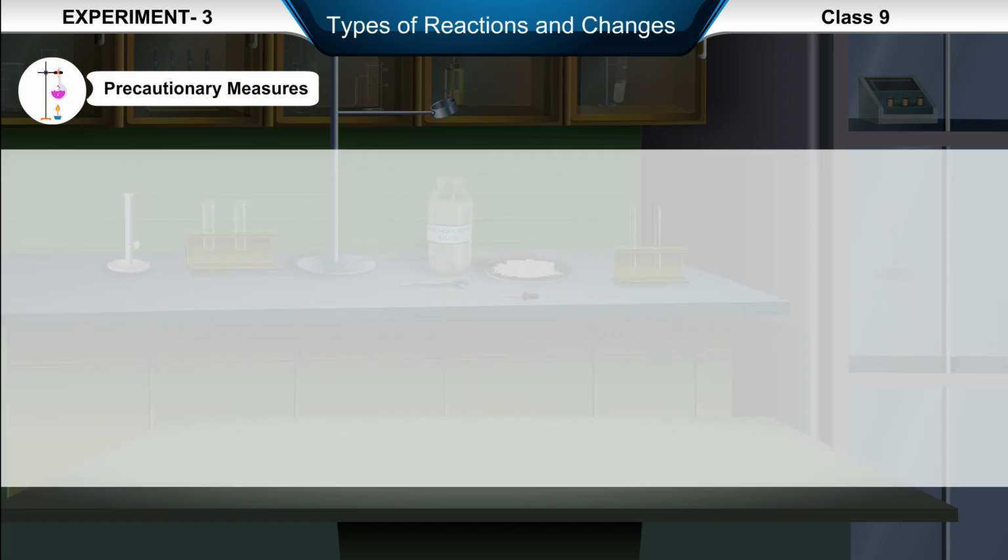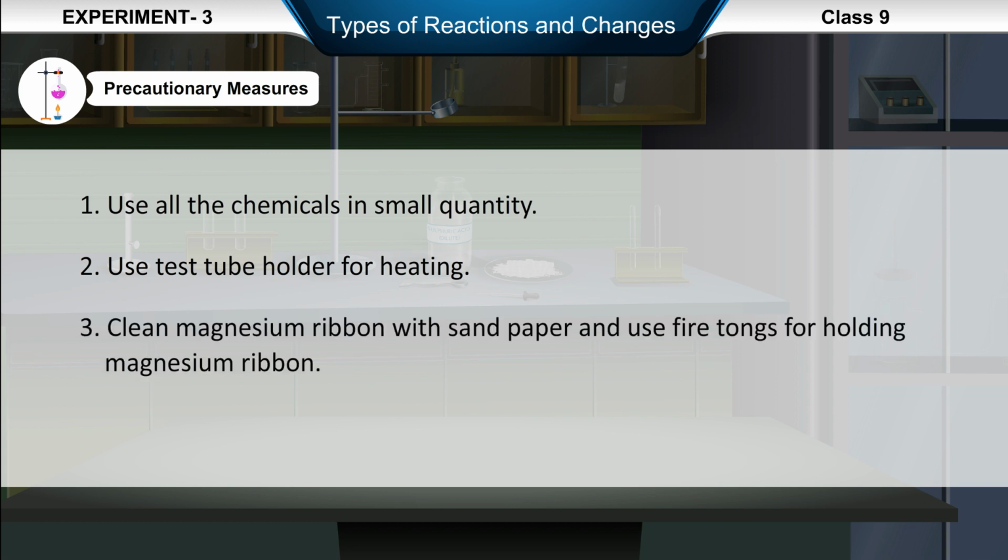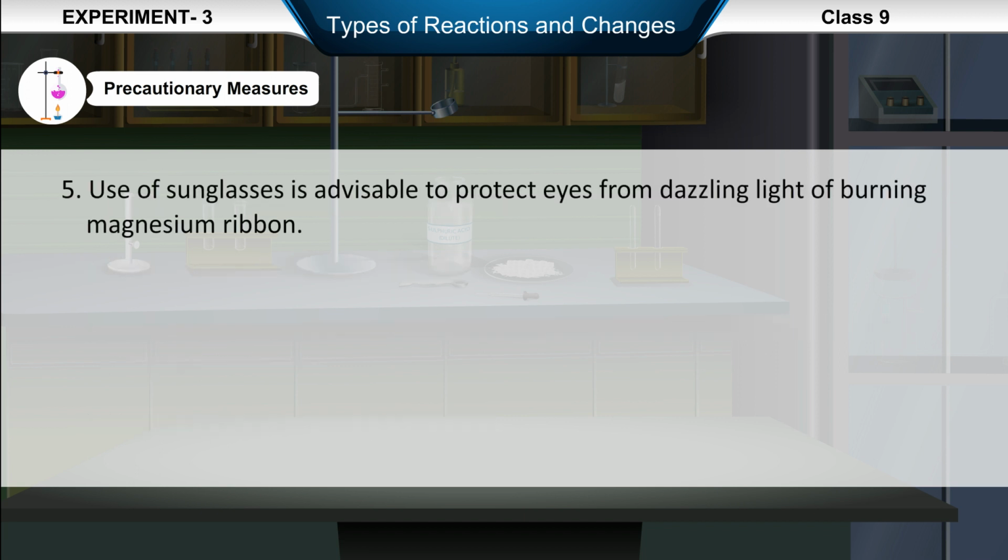Precautionary measures: use all the chemicals in small quantity. Use a test tube holder for heating. Clean magnesium ribbon with sandpaper and use fire tongs for holding magnesium ribbon. Use the acids and alkalis carefully. Use of sunglasses is advisable to protect eyes from the dazzling light of burning magnesium ribbon.